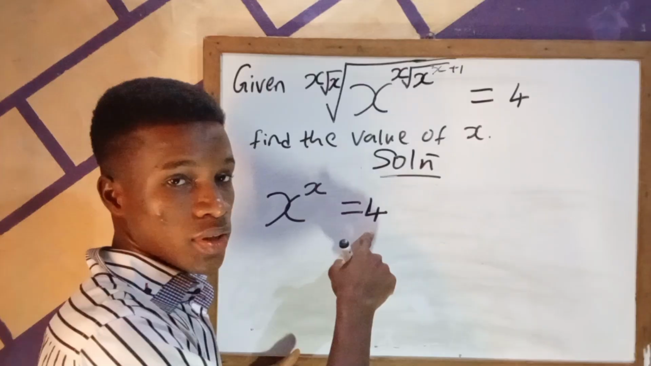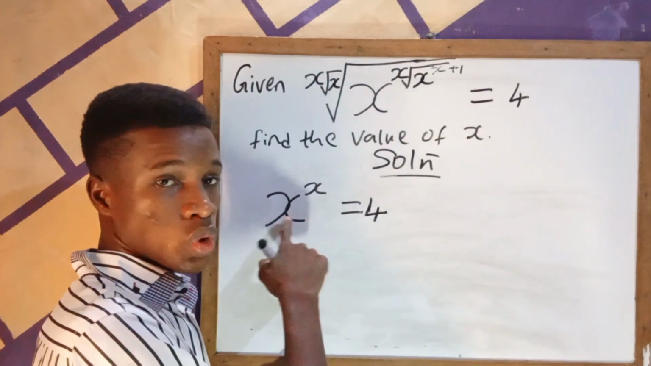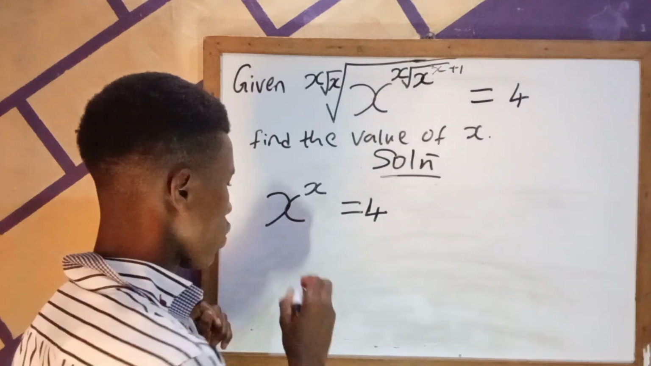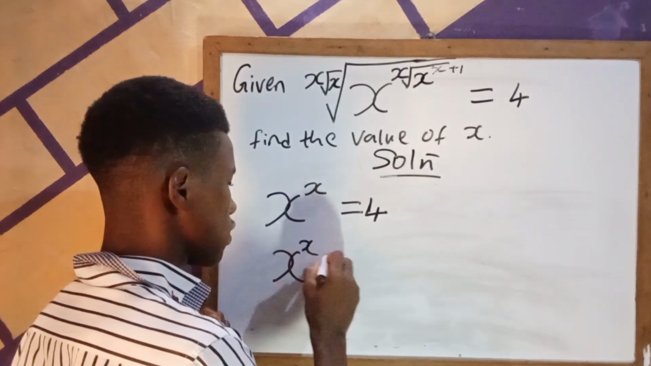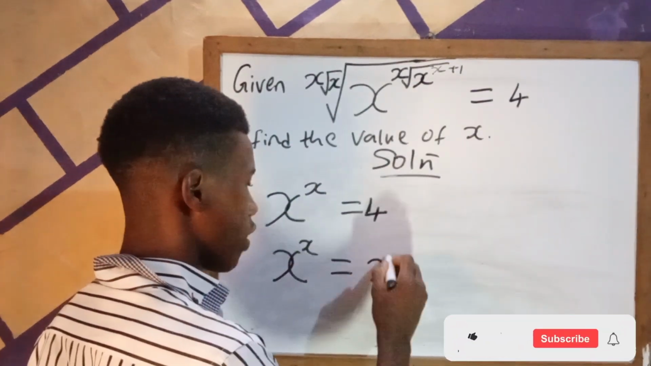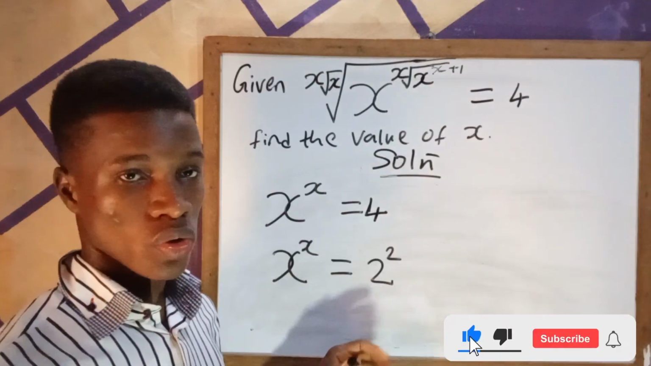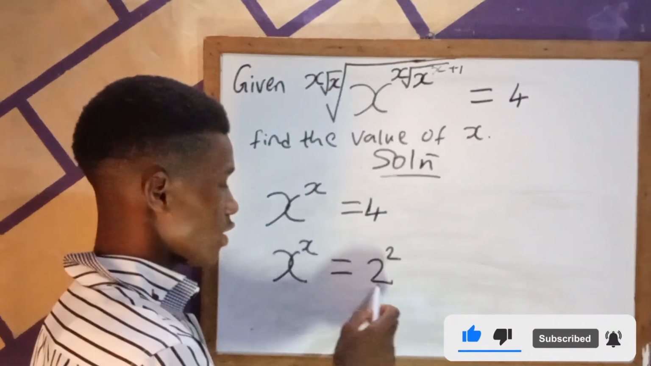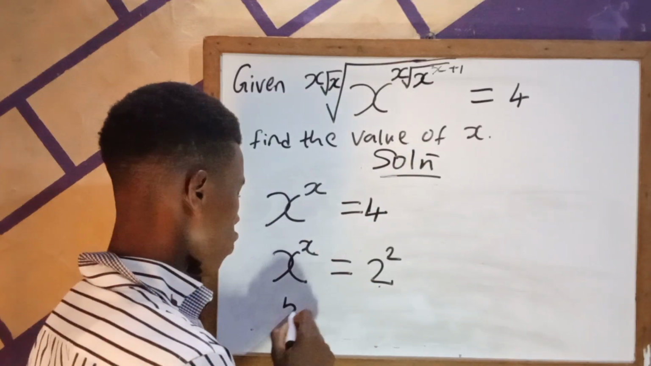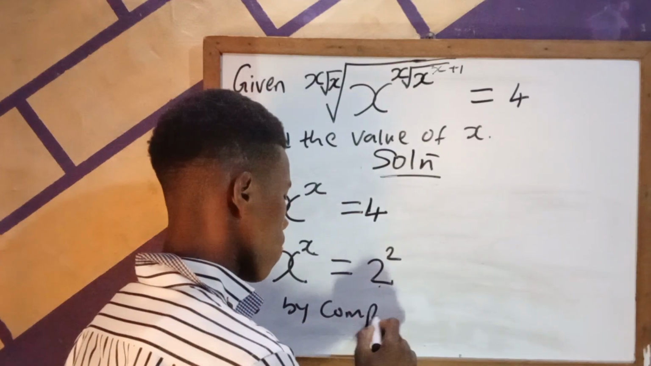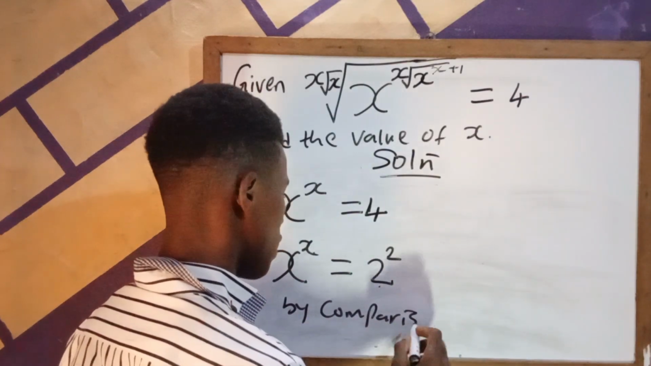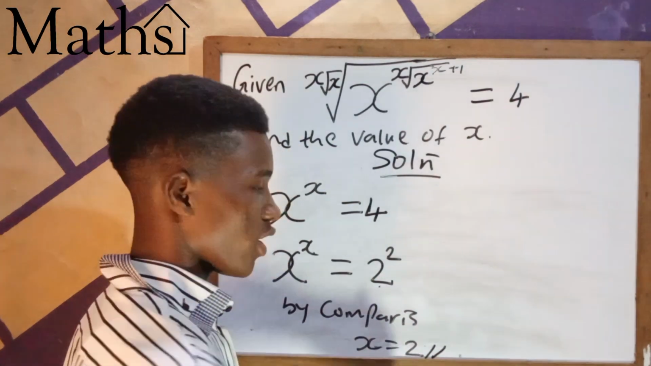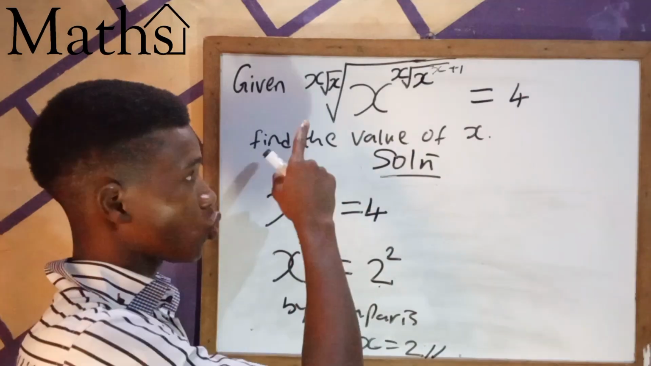So if we write this number 4 here, we know that 4 is equal to 2 raised to the power of 2. So we have x to the power of x is equal to 2 to the power of 2. So this is an equation, and by comparison the powers are equal and these are also equal. So by comparison we say that x is equal to 2 and this is the final answer. So this 2 is the solution to this equation.